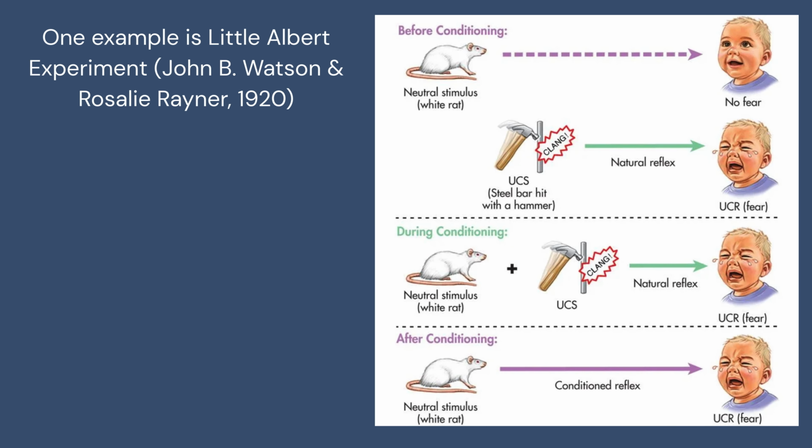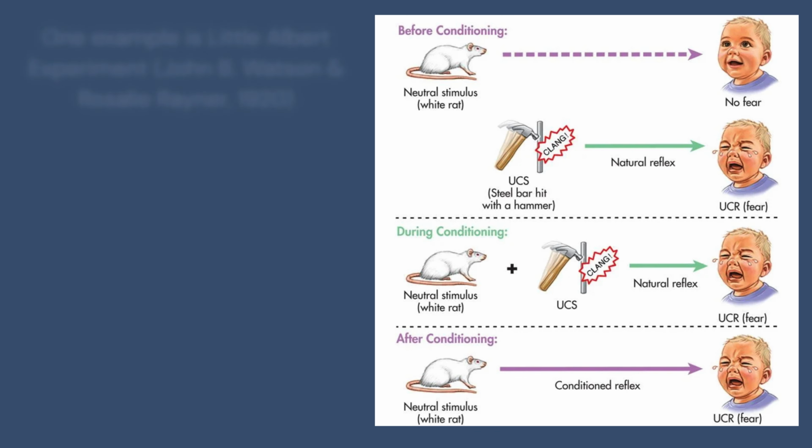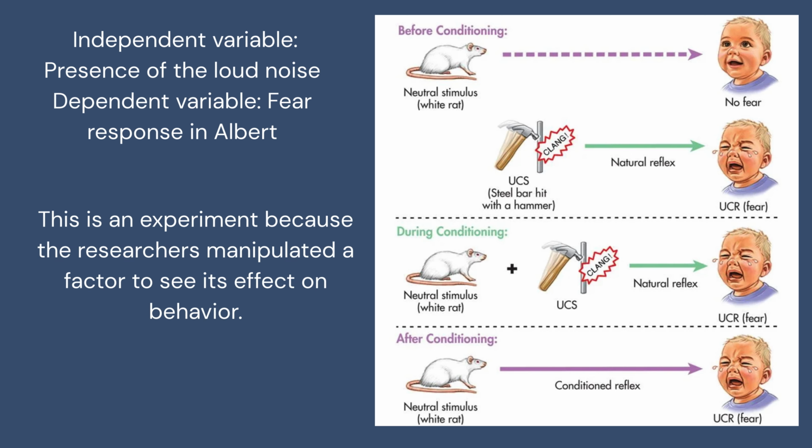One example is the Little Albert experiment, John B. Watson and Rosalie Rayner, 1920. The researchers studied whether fear can be conditioned. They paired a white rat with a loud noise for a baby, Albert, causing him to become afraid of the rat. Independent variable: presence of the loud noise. Dependent variable: fear response in Albert. This is an experiment because the researchers manipulated a factor to see its effect on behavior.